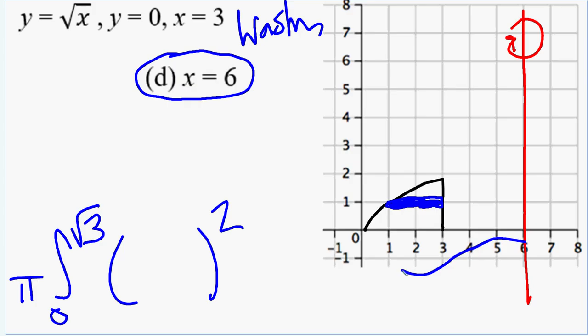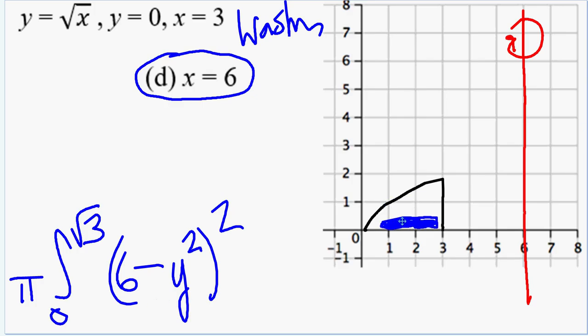So if we go from that red line at 6, this point right here at the origin is the farthest we can ever be away. That is 6 units away. And then we're going to minus our function, the same y squared. So let's plug in a few y values, and this should give us the length of this rectangle here as it moves through this region. If I make y into 0, I'm going to get 6 minus 0 squared, and that is 6 units away. That's how far away from our axis of rotation to this end of the rectangle is.